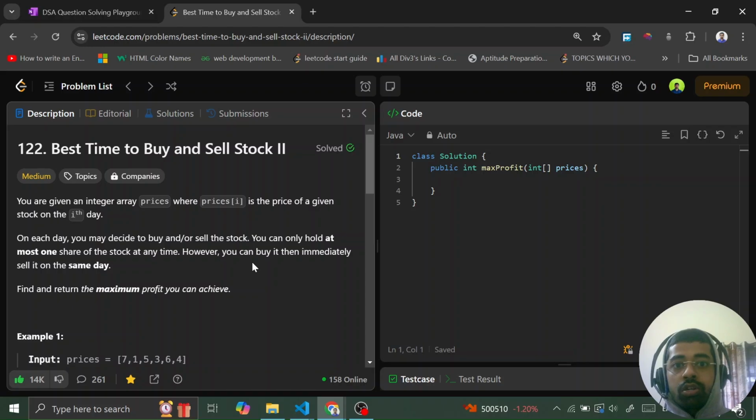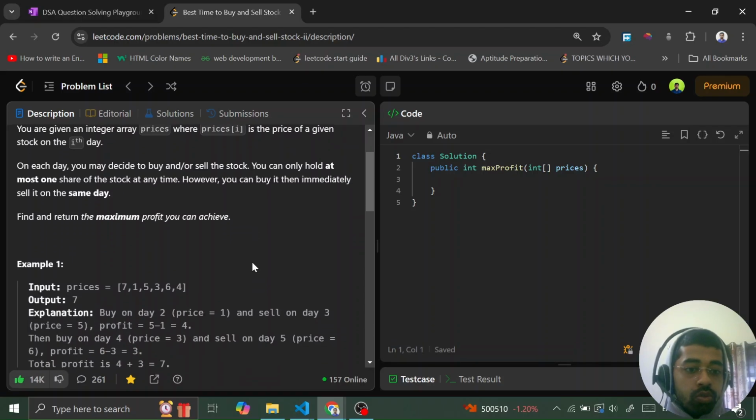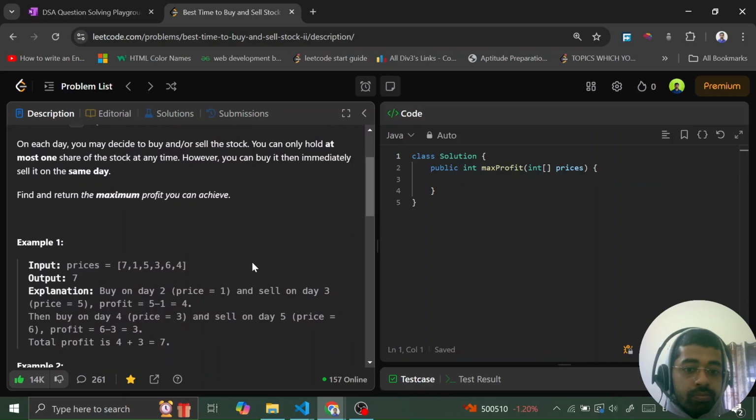You can buy one stock, you can sell it on another day, then you can buy another on some day and then sell it on some other day. But the thing you have to understand is you can only hold one stock at a time. You cannot hold multiple stocks at a certain point of time. Okay. So let's go to the first example, 7 1 5 3 6 4.